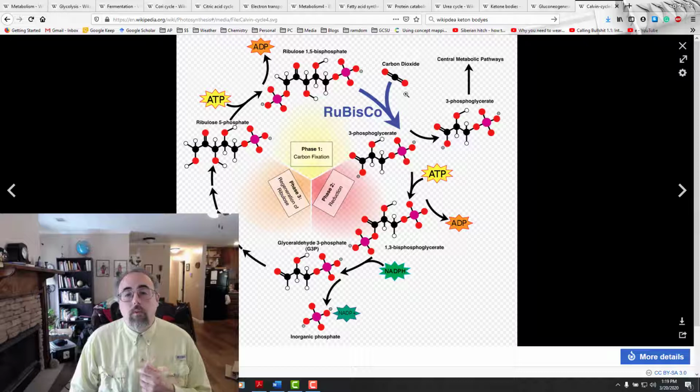So we're going to take the carbon dioxide, go through a cycle, and notice there's a lot of steps on this thing. And then we're going to take this, and this is one of the precursors for gluconeogenesis. So yay, gluconeogenesis.